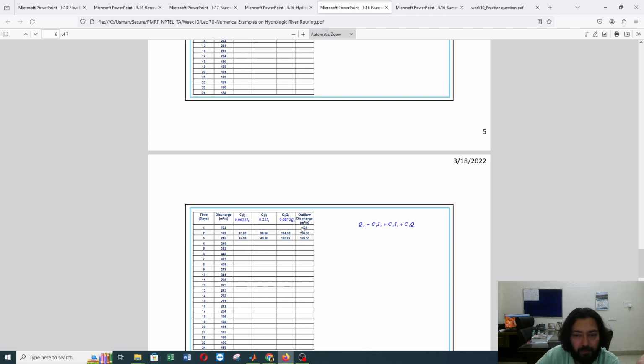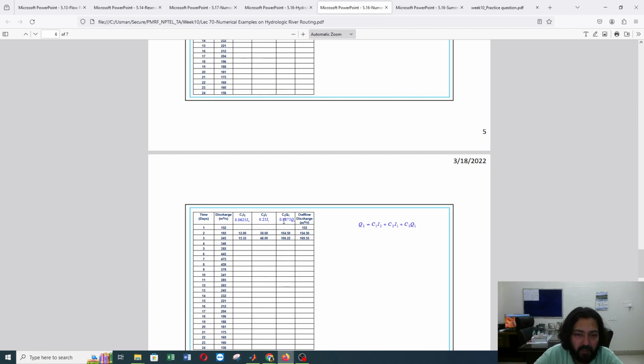Now what we are going to do is calculate Q2 for the second day, right? The first term we are going to calculate is 0.0625 of I2. Here I2 would be the inflow of the second day, that is 192. So 0.0625 into 192 is 12. Then we are going to multiply C2 with I1. I1 means the previous day's inflow, so the previous day inflow was 152. So 0.25 of 152 is 38.